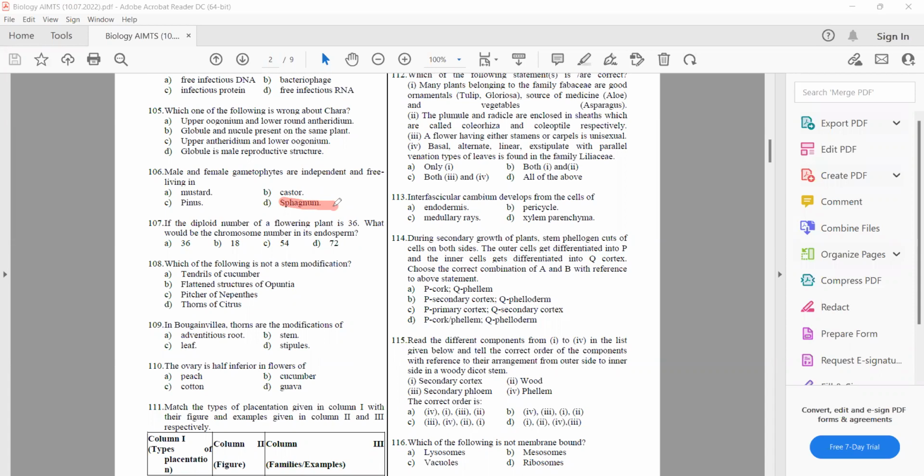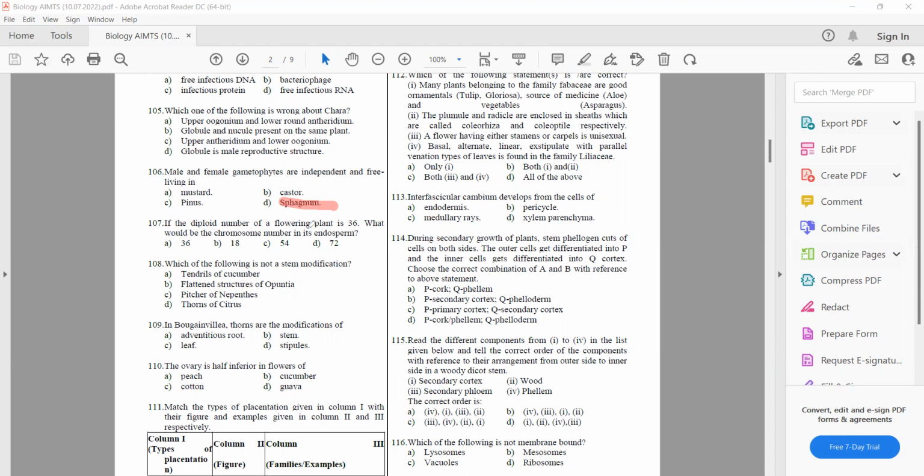So option D will be the right one. Male and female gametophytes are independent and free living in sphagnum. In the case of mustard, castor and pinus, the male and female gametophytes are not independent, they are dependent on the sporophyte.